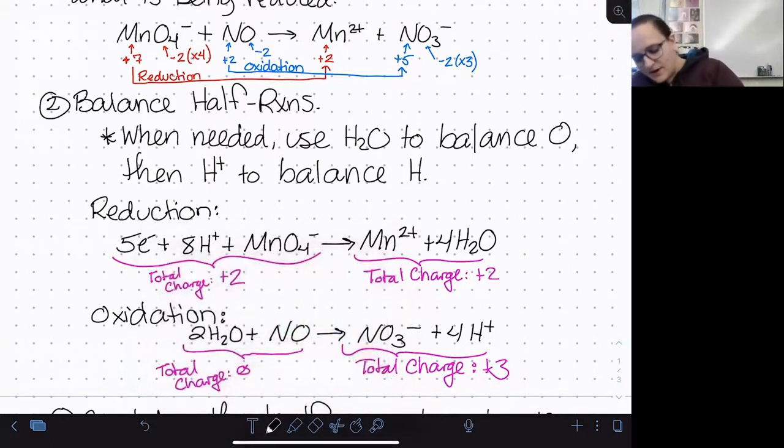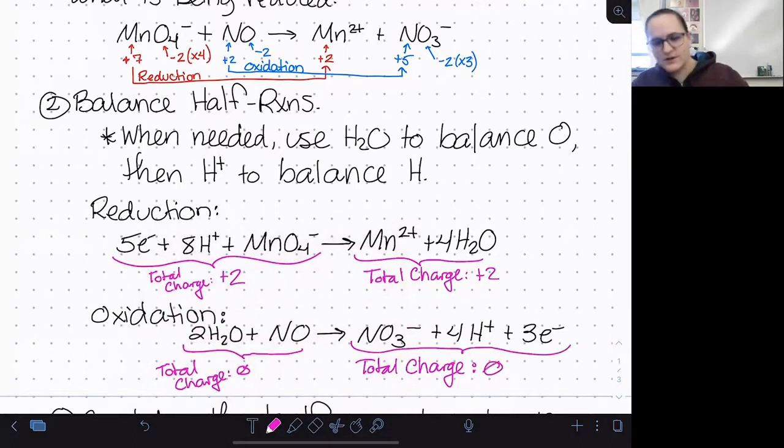Remember that the only way we can adjust charge is adding electrons, is adding negatively charged things. So we're always adding to the higher charge side in order to bring that total down. So now with my 3 electrons, my total charge on the right side is also 0.